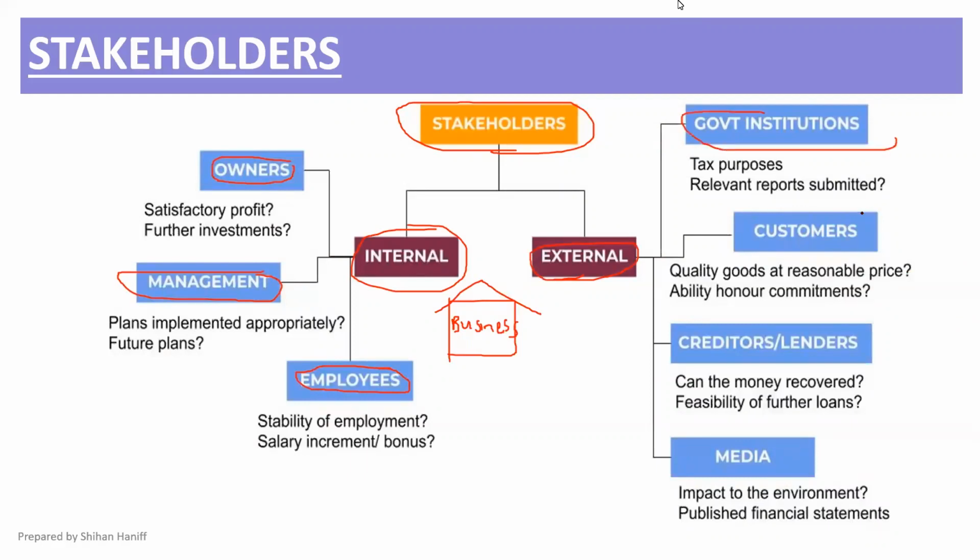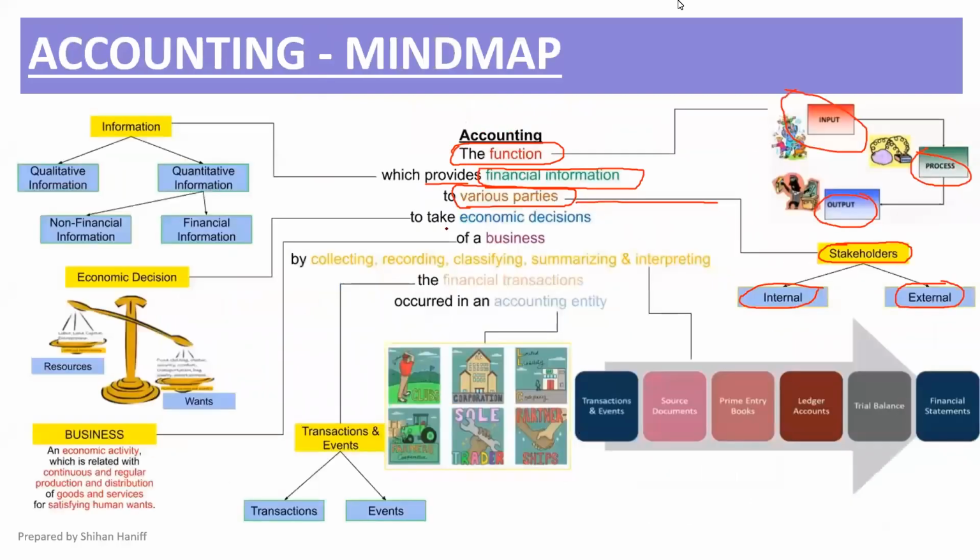Government institutions, customers, suppliers, creditors, meaning the suppliers, the banks and financial institutions, and media. So we have internal stakeholders and external stakeholders. Accounting will provide information to all these stakeholders. For what? To take economic decisions. Accounting provides this financial information for the stakeholders to take economic decisions.